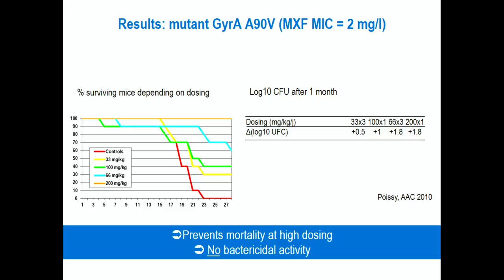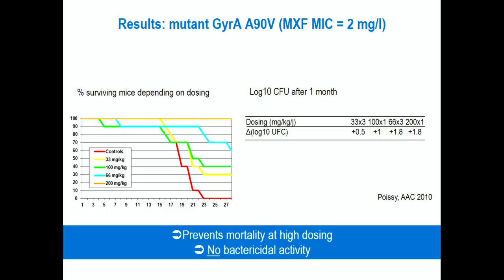MIC, 2 milligrams per liter, so just below the peak serum level of Moxi. And so all the untreated mice died. And when you look at the survival rate of the treated mice, you have a range of mortality. So they survived, and here they're in the middle. So obviously, you do prevent mortality, but only at high dosing. The one for which there was prevention of mortality was this dosing here.